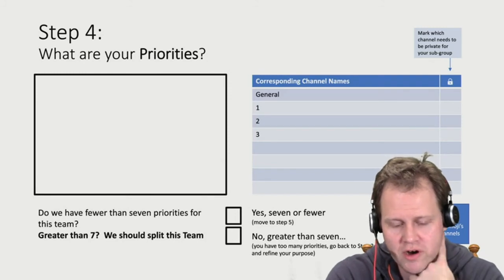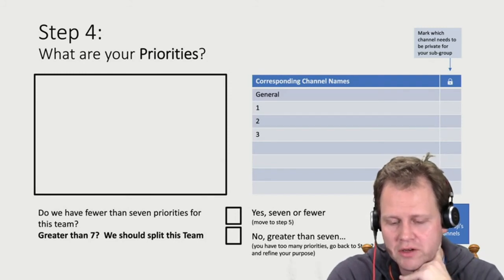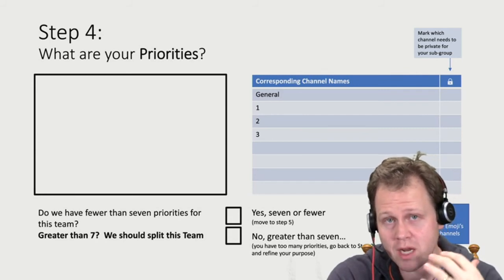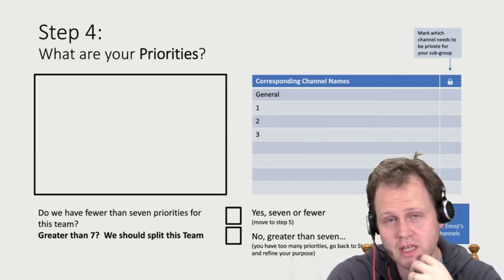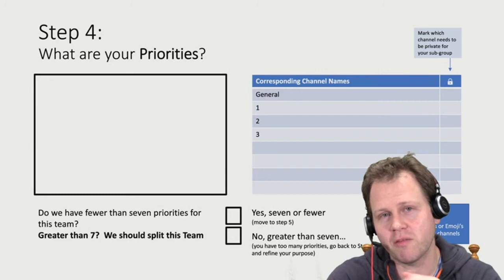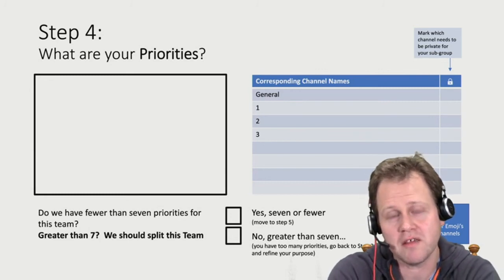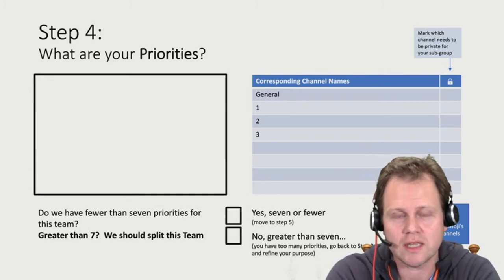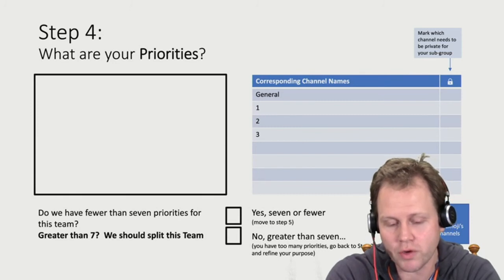Step 4, what are your priorities? And then mapping that to the corresponding channel names. And again, if you have more than 7 priorities, chances are it's probably too many priorities or too much information in that particular space, or you're not thinking about the problem and the purpose in a granular enough way. So it's a great opportunity here to split that into different teams as well, to make it easy for everyone to focus their attention throughout their workday as well on the different things that they're working on.